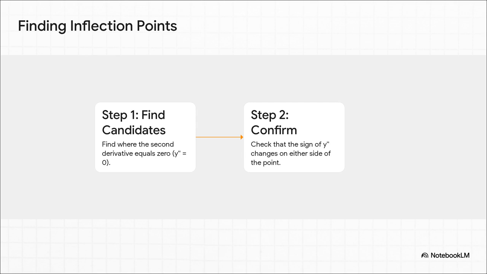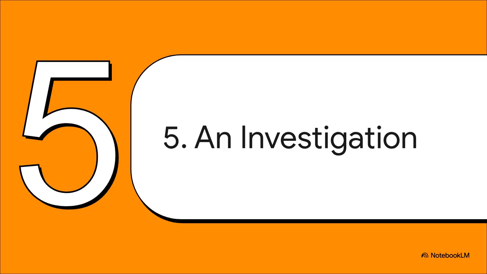Check the sign of the second derivative on either side of that point. If it flips from negative to positive or positive to negative, then you've got one. It's confirmed. Okay, theory's cool and all, but let's see this thing in the wild. We're going to take this two-step test and go on a little inflection point investigation with a couple of functions.